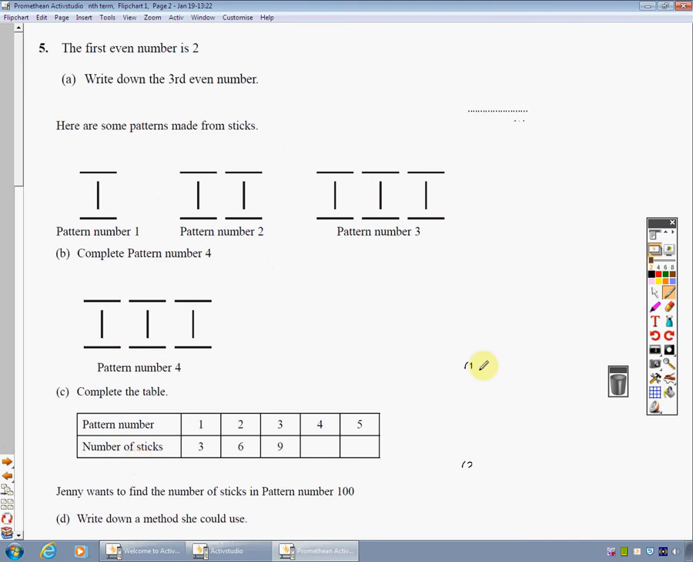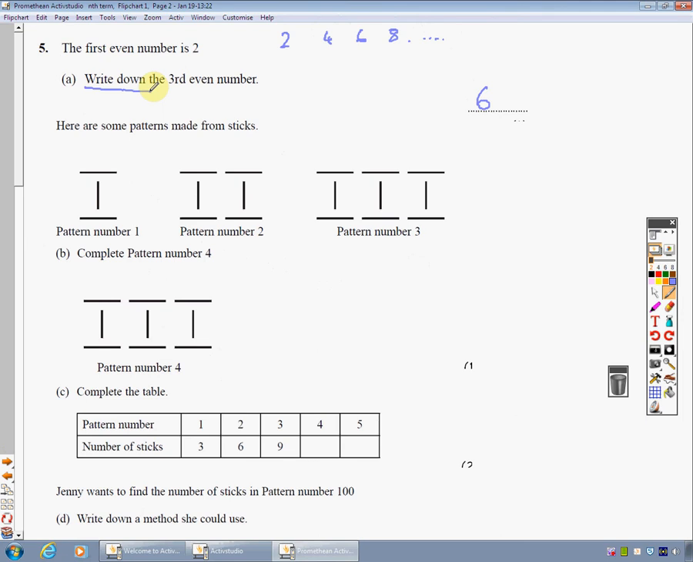Okay, the first even number is 2. Write down the third even number. Well, that's knowing a bit of knowledge that even numbers are numbers in the 2 times table, so it might just be sensible for me to write at the start of my 2 times table 2, 4, 6, 8 and so on. They want me to write down the third even number. 1, 2, 3, it is 6. Very simple to do. Whenever in an exam it says write down, it's nearly always quite straightforward. There's not much work to be doing.